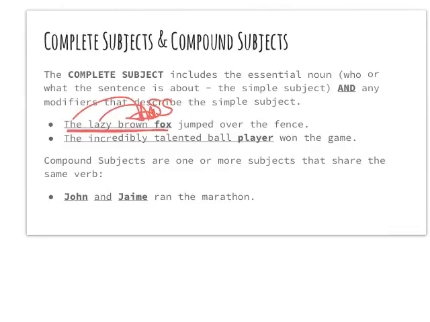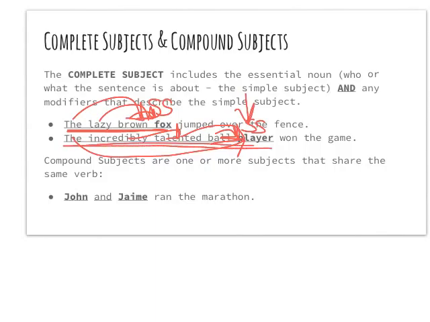The second example is similar in that way. The incredibly talented ball player won the game. Who or what is the sentence about? What noun can it not live without? It cannot live without the word player. That is our simple subject, but we have a whole bunch of other words that are describing that player. It's a ball player, a talented player, a very talented ball player, and the player. All of those words are modifying player, and they become the complete subject of the sentence.